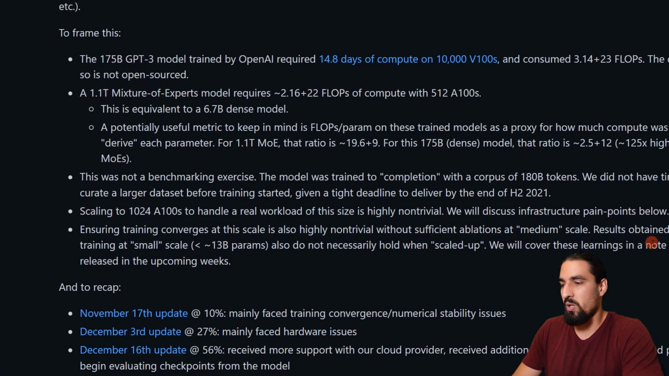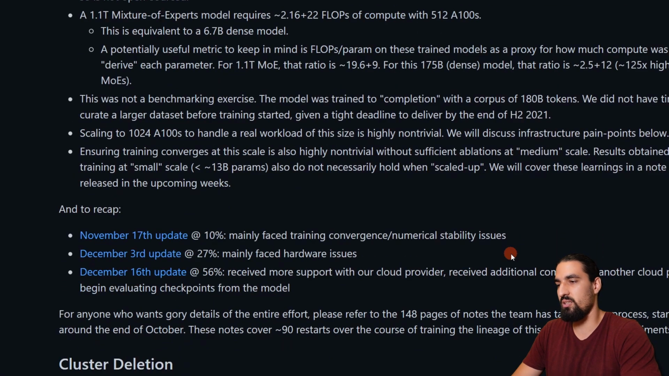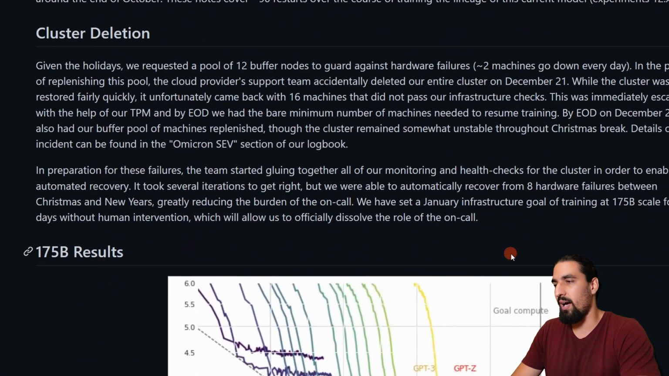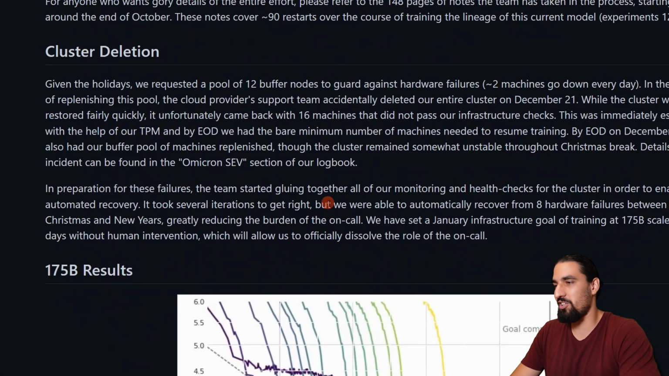Results obtained from training at small scale also do not necessarily hold when scaled up. We will cover these learnings in a note to be released in the upcoming weeks. Okay, so let me quickly read you the cluster deletion story.